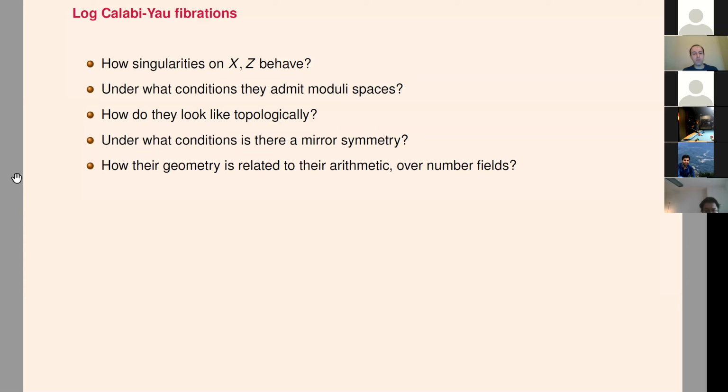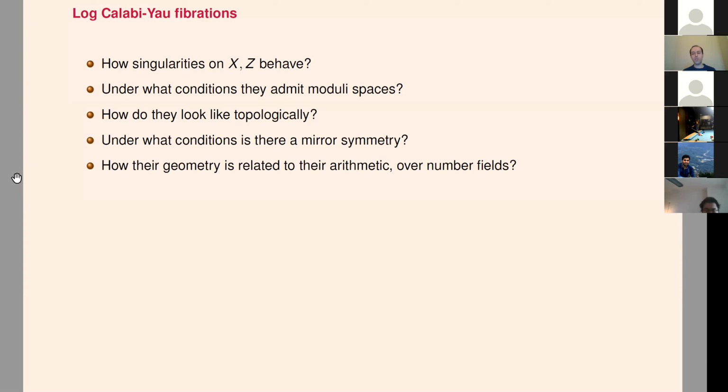And you can also ask arithmetic kinds of questions. If you work over a number field instead of over the complex numbers, what can you say about rational points on Calabi-Yau fibrations? For example, just a Fano variety or a Calabi-Yau variety. Are they dense? How many do you have? How are they distributed, and so on? Of course, this is very complicated even in lower dimension.